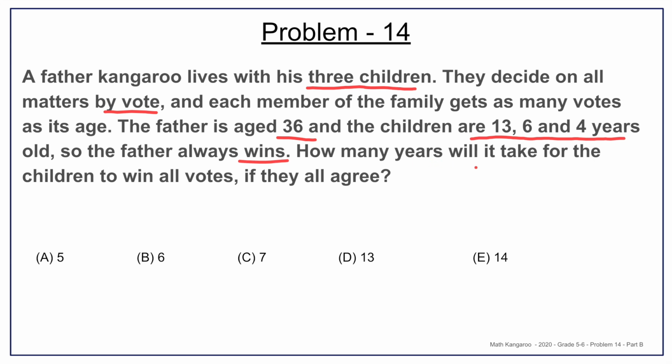How many years will it take for the children to win all votes if they all agree? These are our options. So what happens each year? Every year, everyone gets 1 year older. That means everyone gets 1 more vote. So the father gets 1 new vote each year. The kids together get 3 new votes.